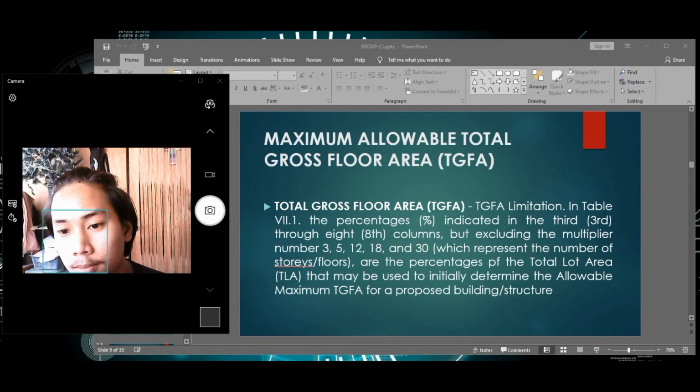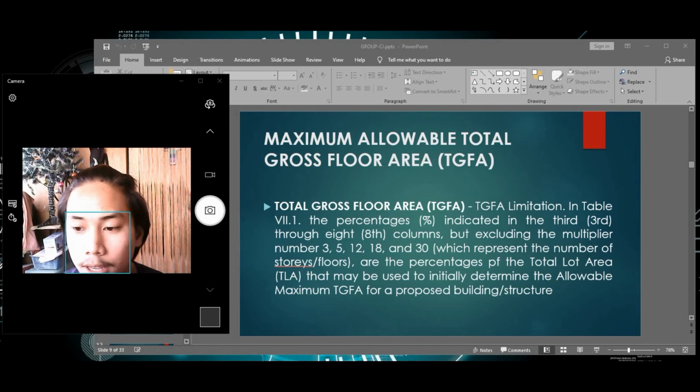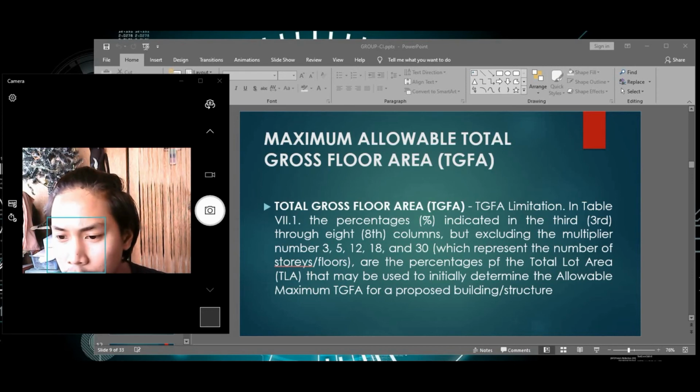So next, the maximum allowable total gross floor area. For the TGFA limitation in Table 7.1, the percentages indicated in the third through eighth columns, excluding the multiplier numbers 3, 5, 12, 18, and 30, which represent the number of stories or floors, are the percentages of the total lot area, or TLA, that may be used to initially determine the allowable maximum TGFA for a purpose building or structure.